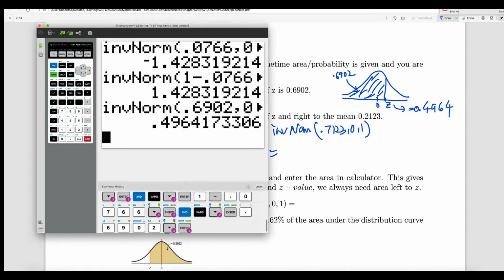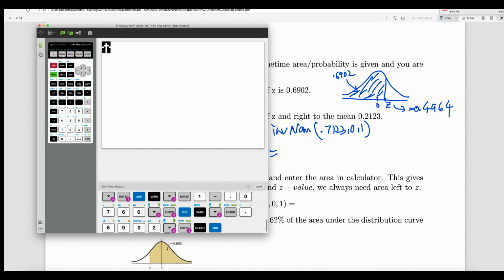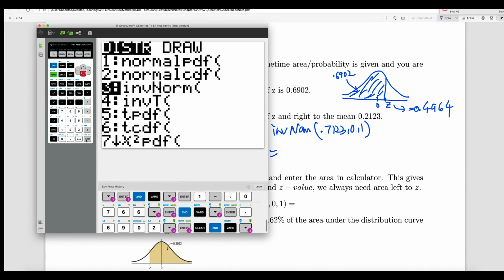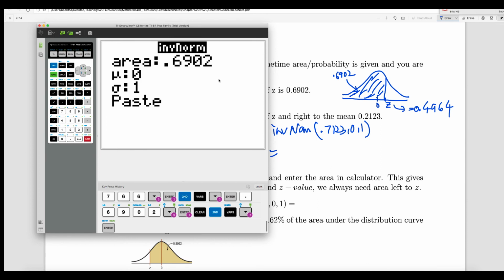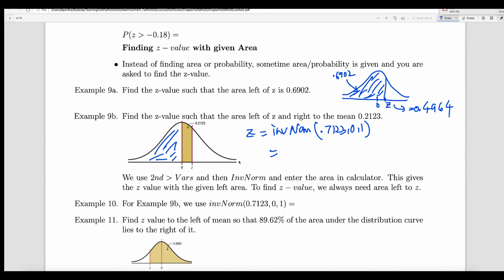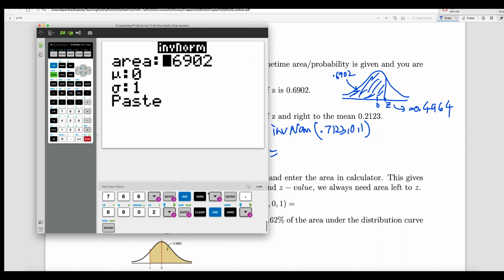Let me clear everything I have. Second, vars, normal, inverse norm, hit enter. Okay, what is the left area? Area left of G is 0.7123. Why? Because between 0 and G is 0.2123, and to find G you need the area all the way to negative infinity. That is the whole area we need to enter in your calculator. That is 0.5 plus 0.2123, which will give you 0.7123. That's what you get.